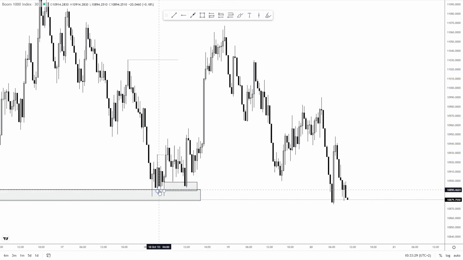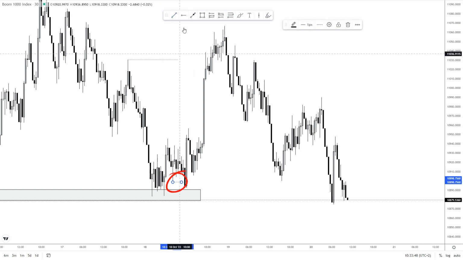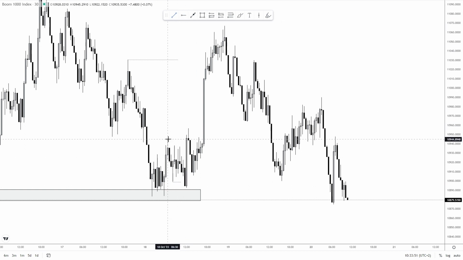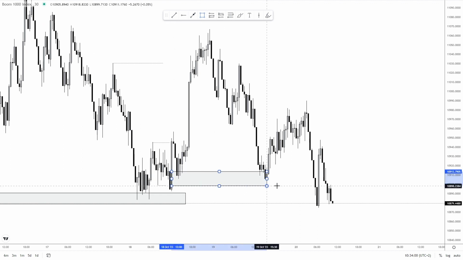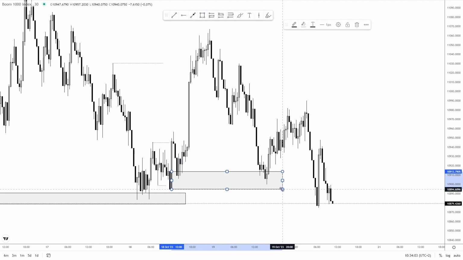So liquidity sweep, market structure shift, tapped in. Now, okay, so this is what I saw. So the first entry was there, but exactly the same happened here. Alright, let's have a look. So we got a liquidity sweep, we got a market structure shift. Now I'm waiting to enter from this order block.